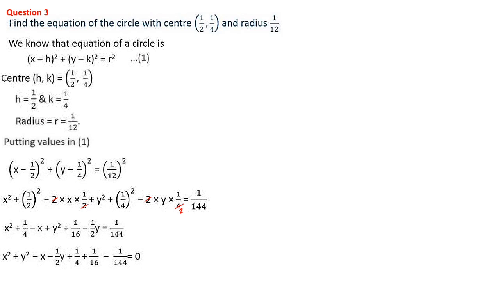Then here next, as before we have done arrangements: square terms x square plus y square, then x terms we can minus x, then the y term that is minus 1 by 2y, then all the constants plus 1 by 4 plus 1 by 16. Then this 1 by 44 we can bring to the left side, that is minus 1 by 44 equal to 0.